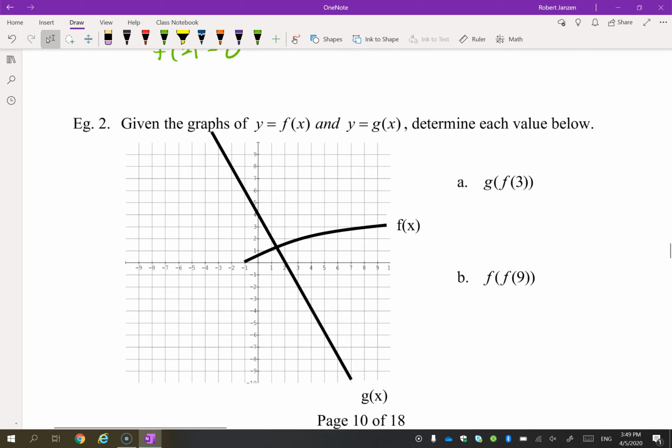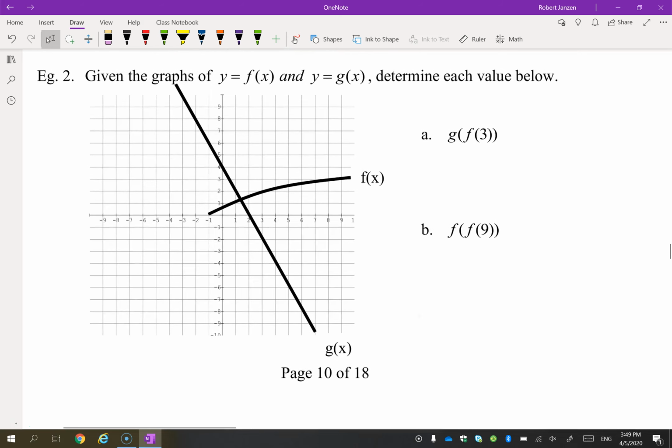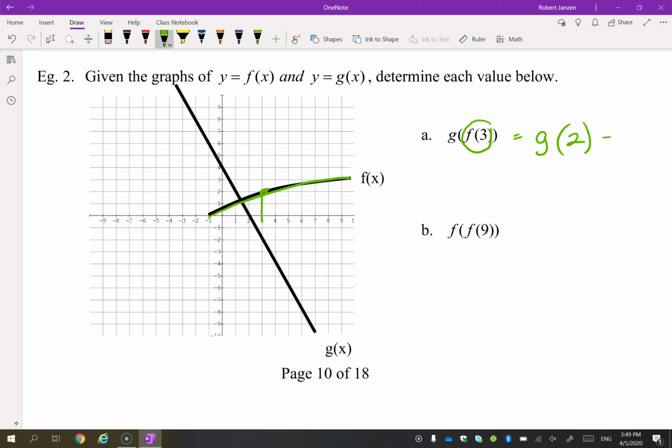Let's do the same kind of question, but this time we're going to have to go find the values from the graph. So your first step here is, what is f of 3? Well, here's the f function. At 3, we get the value as 2. So I'm going to write g of 2. Now I go to where is, if x is 2, what's the value of g? It equals 0.